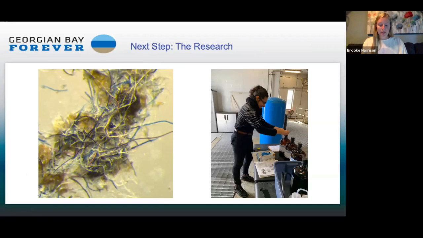The picture on your left is what the fibers look like underneath the microscope. So you can see all kinds of colors, the blue, the reds, the orange. And on the right here is DORSA sampling at the wastewater treatment plant.